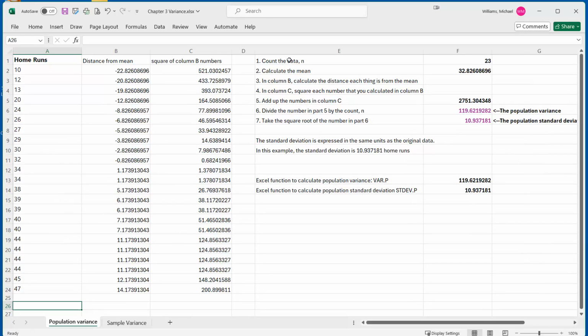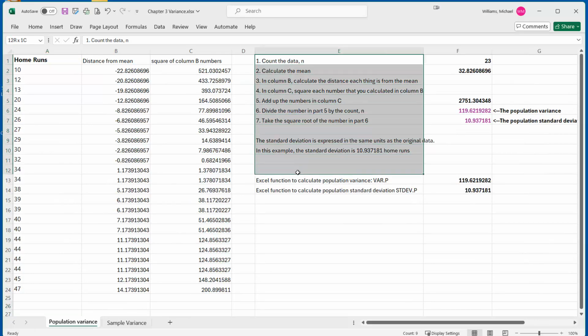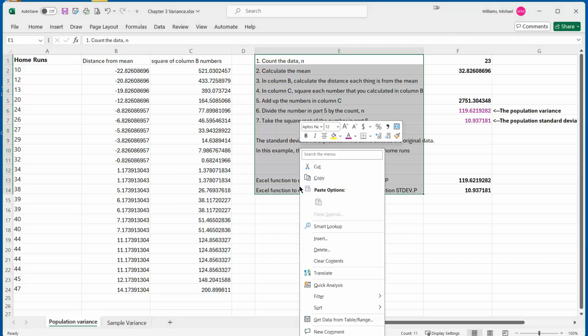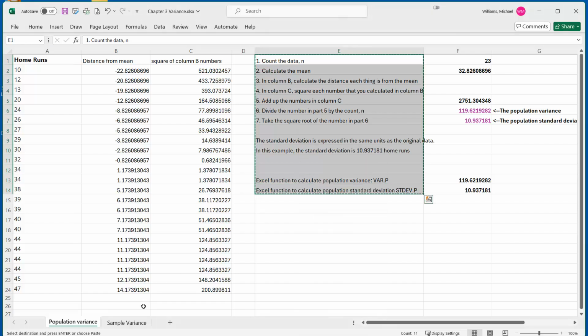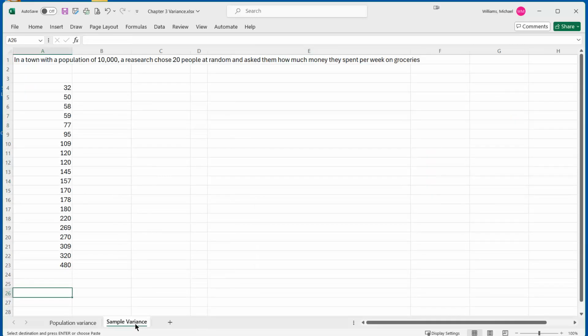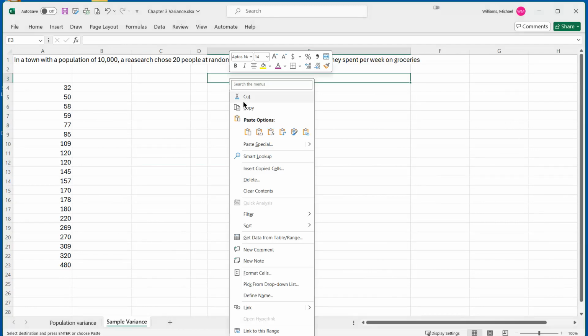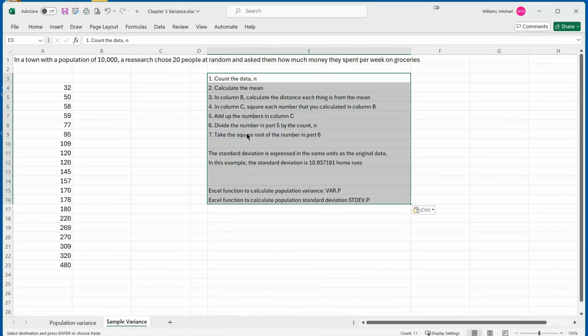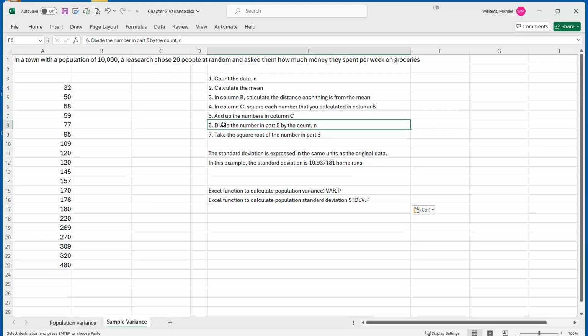So what I'm going to do is copy this and paste it over here. Starting here. Most of the steps are the same. Number 6 is different. Instead of dividing by n, we divide by n minus 1. That's pretty much it. That's the only difference.